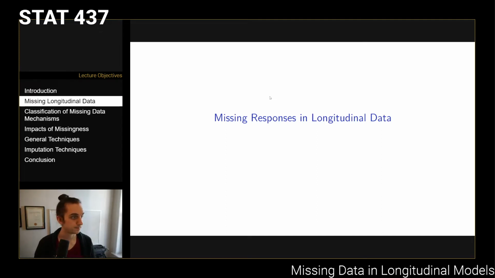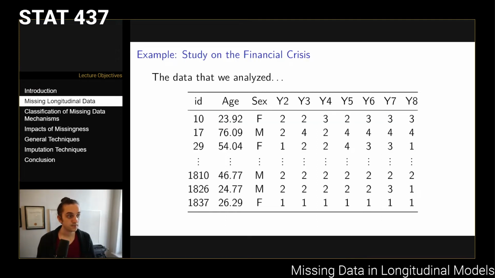We can talk about missingness in terms of longitudinal data. In the most recent lecture, we analyzed these data which came from the financial crisis study, right? And the data looked like this. We had an ID, we had their age, we had a number of other baseline factors, and then we saw these outcomes, Y2, Y3, Y4, and so on. Now, these were the data that we analyzed. They started with ID number 10, the second person had ID number 17, third person had ID number 29.